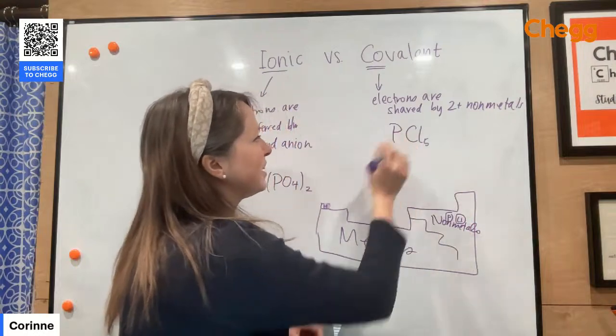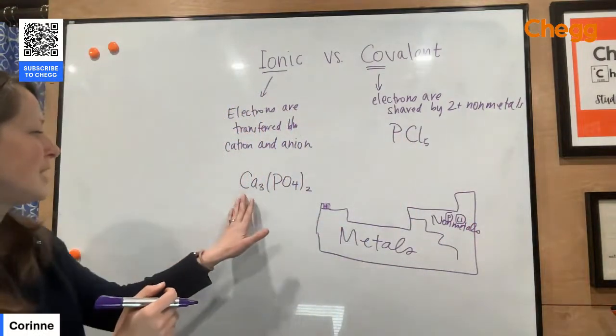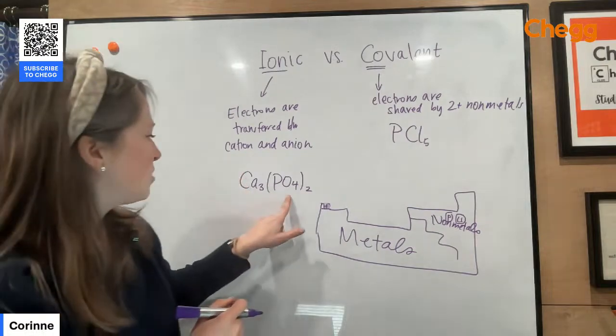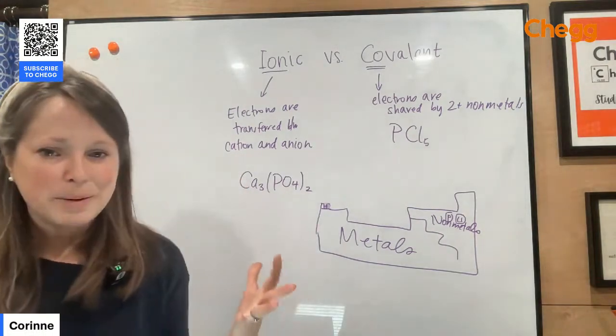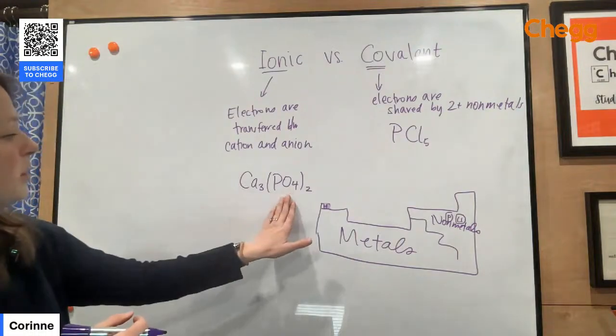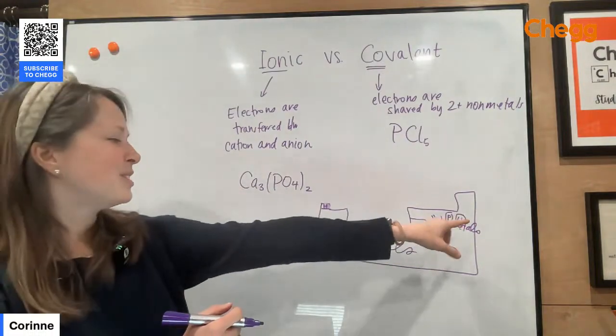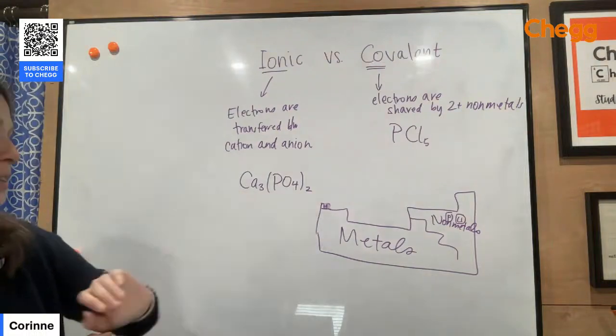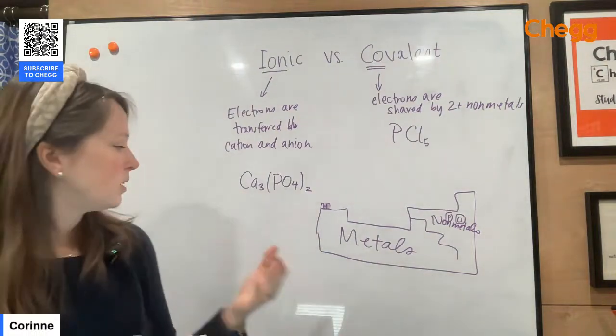That's going to be a covalent compound versus calcium phosphate. We have calcium, our metal, bonded with phosphate. That's a polyatomic ion. Our anions are going to be nonmetals, right? But it's the transfer of electrons between calcium and phosphate that makes this the ionic compound.